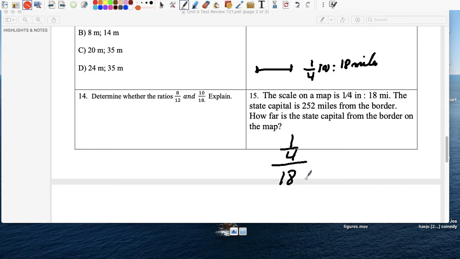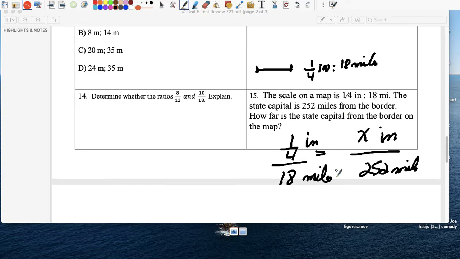So let's write that ratio. 1/4 inch is the same as 18 miles. That's our scale. So 252 miles, how many inches would that be? I'm going to call that x. We can cross multiply. x times 18 is 18x, and 252 times 1/4, or 0.25, is 63. Now divide both sides by 18. On a map, that distance would be 3.5 inches.